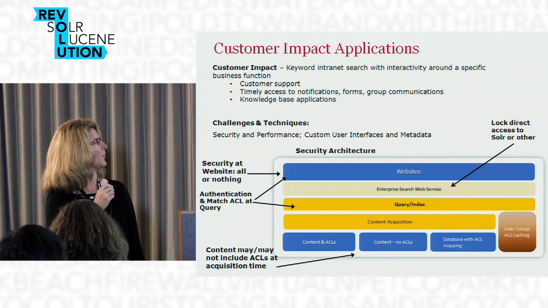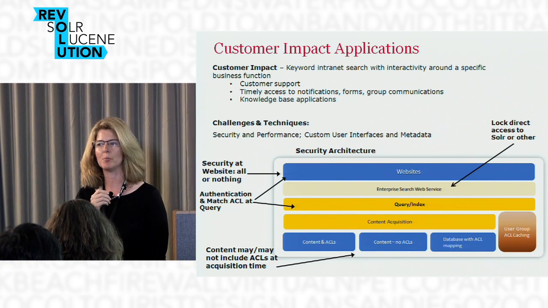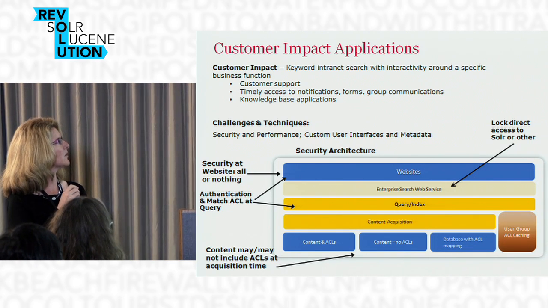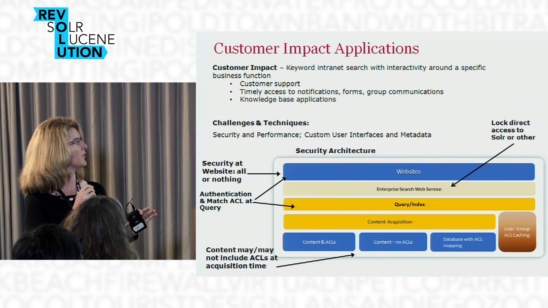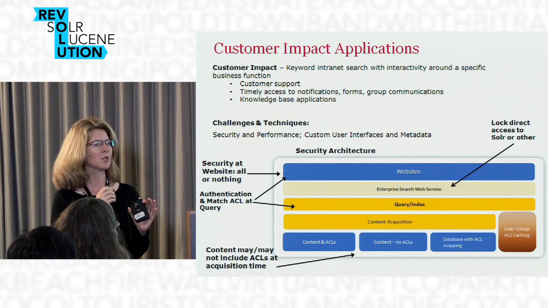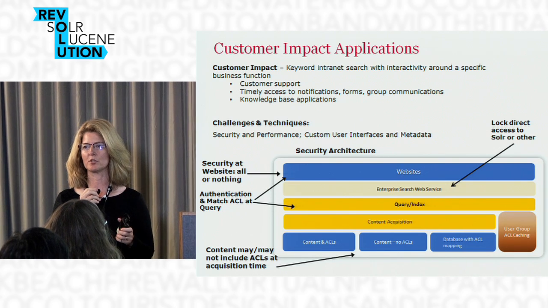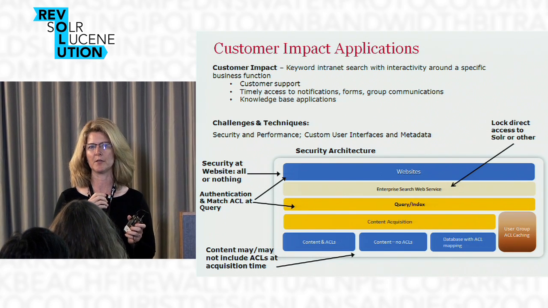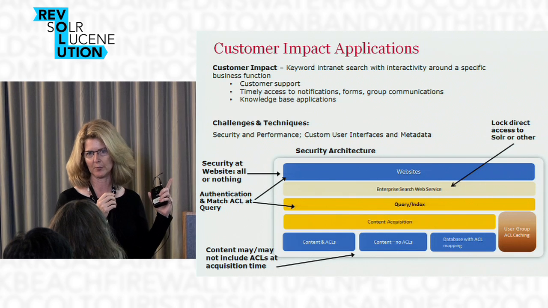Okay. So we talked about some of the simple keyword search applications. This is then going into the customer impact application. So this also has internet search, but it's very targeted to customer support, some type of contextual search. So we start getting into things that are custom interfaces. We can't just use the site search form anymore.